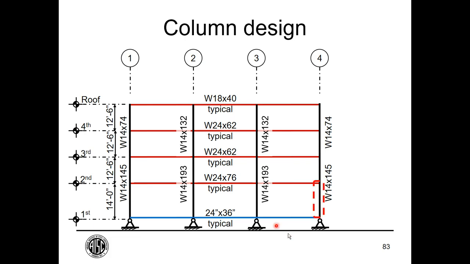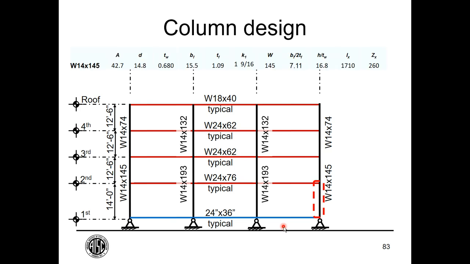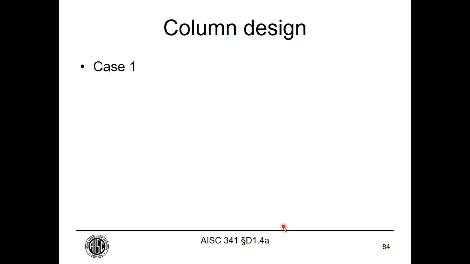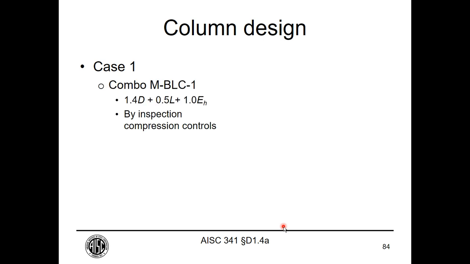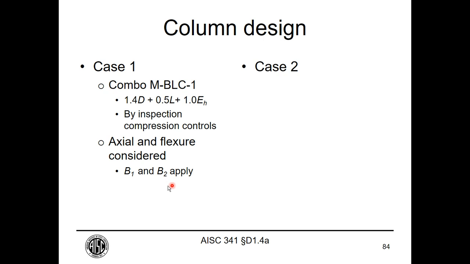Right, now we'll look at a column. Very importantly for the column, or the section properties that we use, we'll be looking at 2 cases. One is the base shear case. The base shear case has the unamplified seismic load, but includes both flexure and compression. So we're going to apply both the B1 and B2 factors.